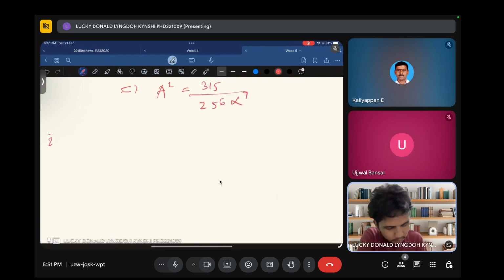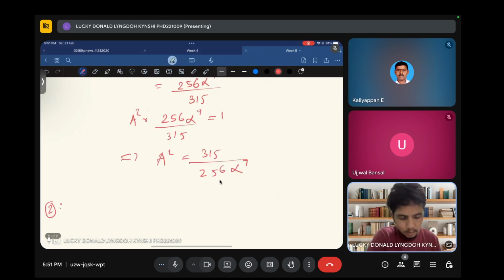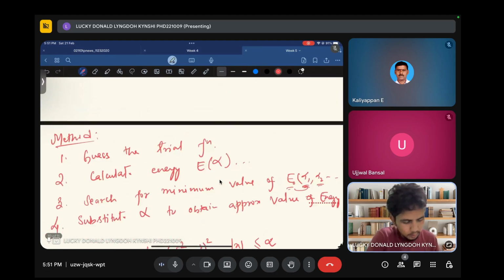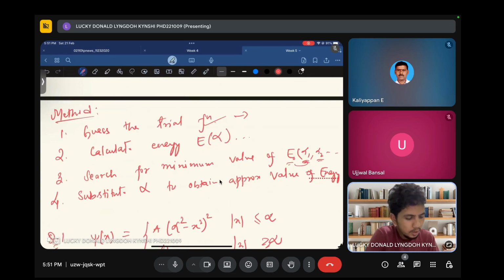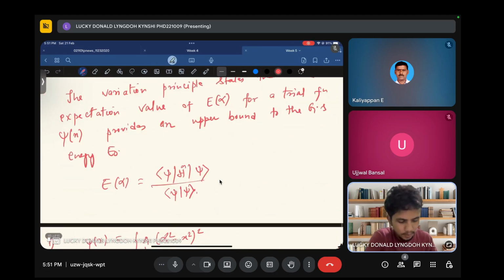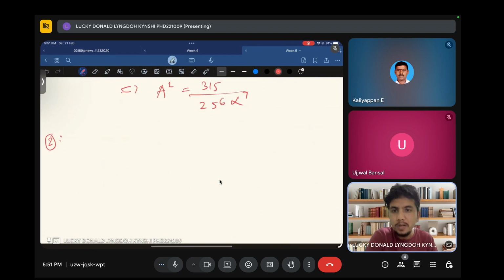Now the second step. If you remember correctly, what is the rule? First you have to guess the trial wave function. That is already given to you. What we need to find here is just normalization. Since the wave function is already given, you just normalize. Second, you have to calculate the energy term, the expectation value of your energy. It consists of kinetic energy plus your potential energy, right?